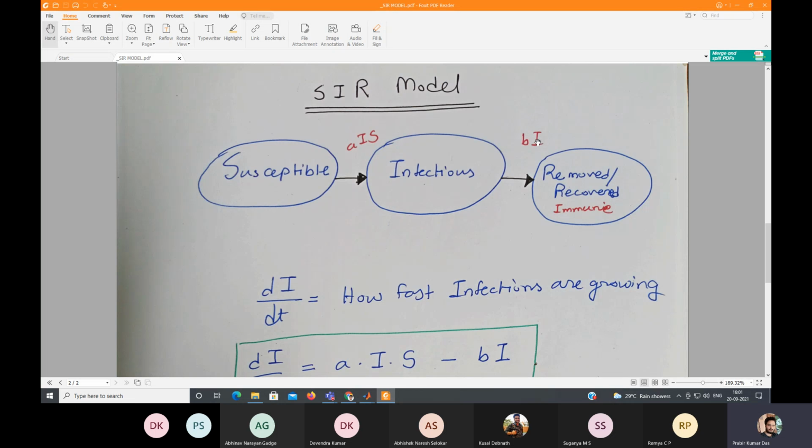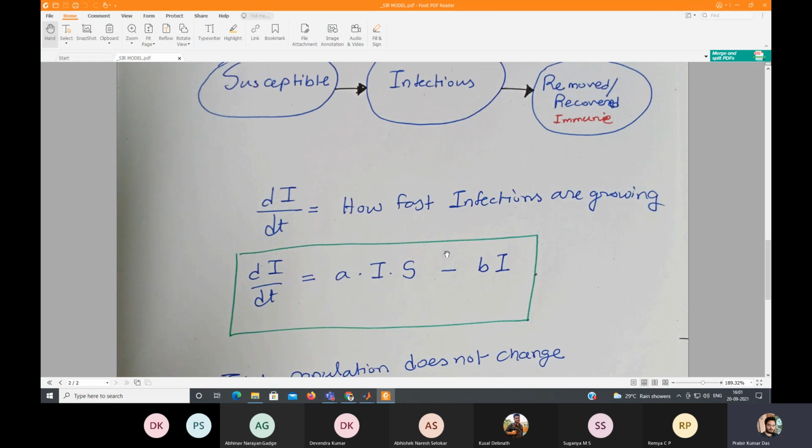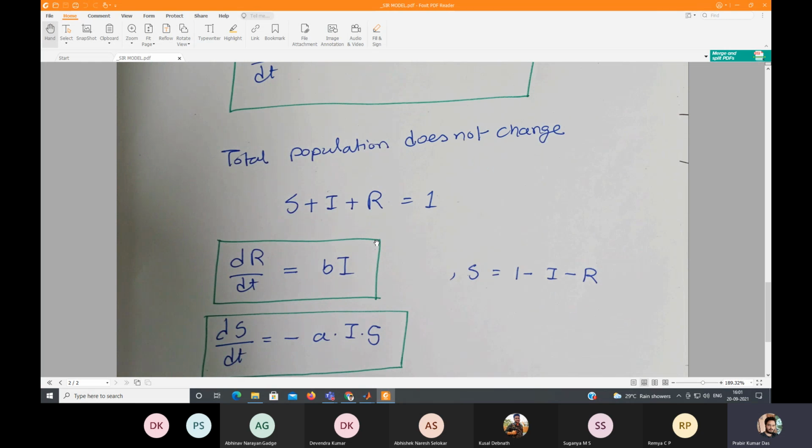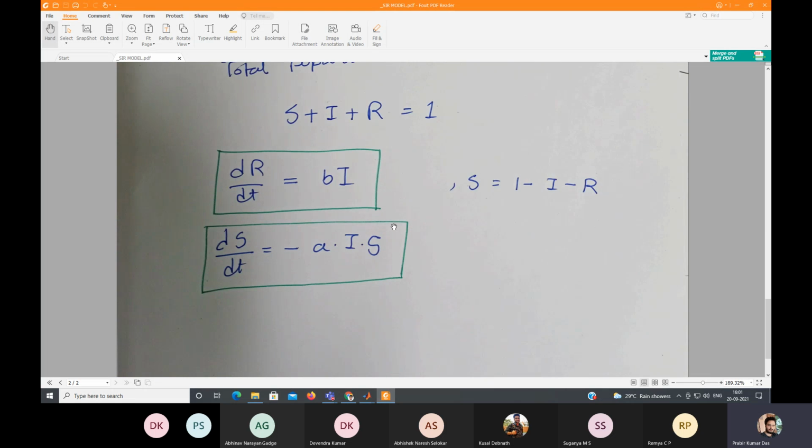Actually, in this BI rate, the number of infectious people are getting recovered, so we have to negate this BI. Okay, so AIS minus BI. And our total population does not change, so S plus I plus R equal to 1.